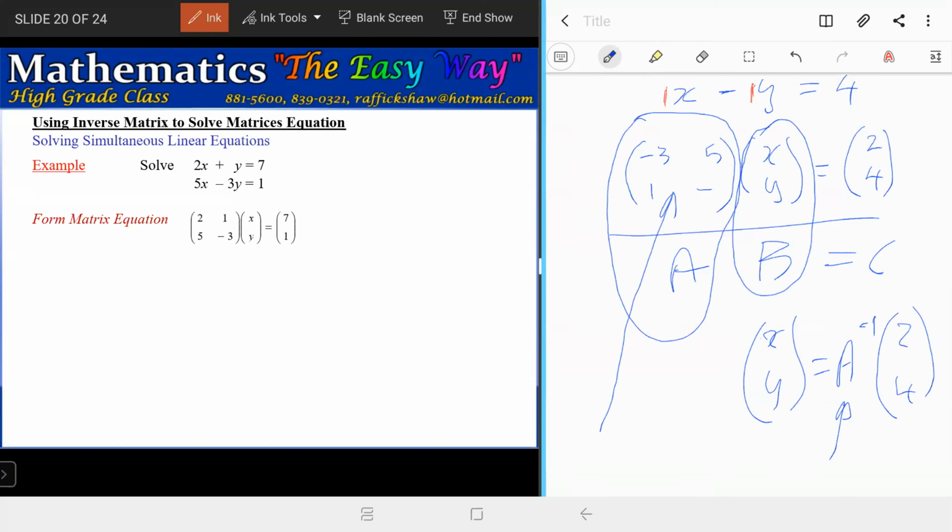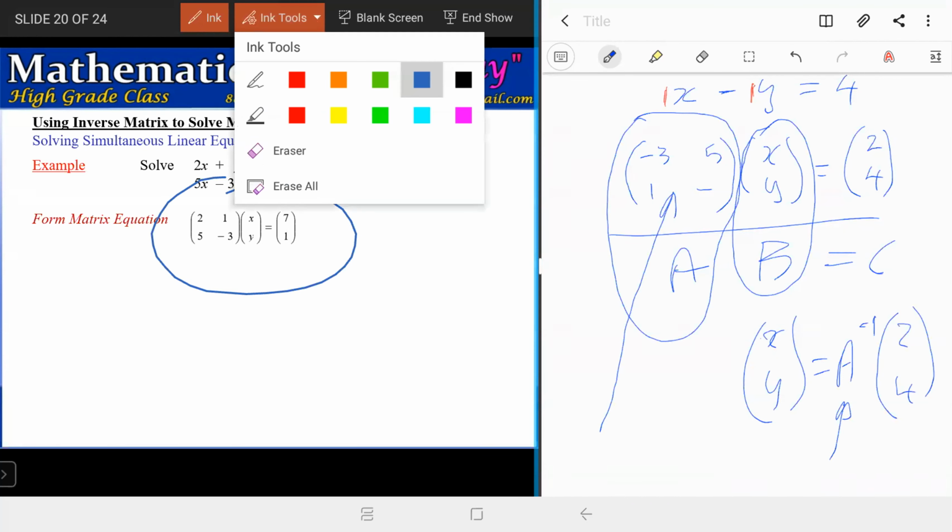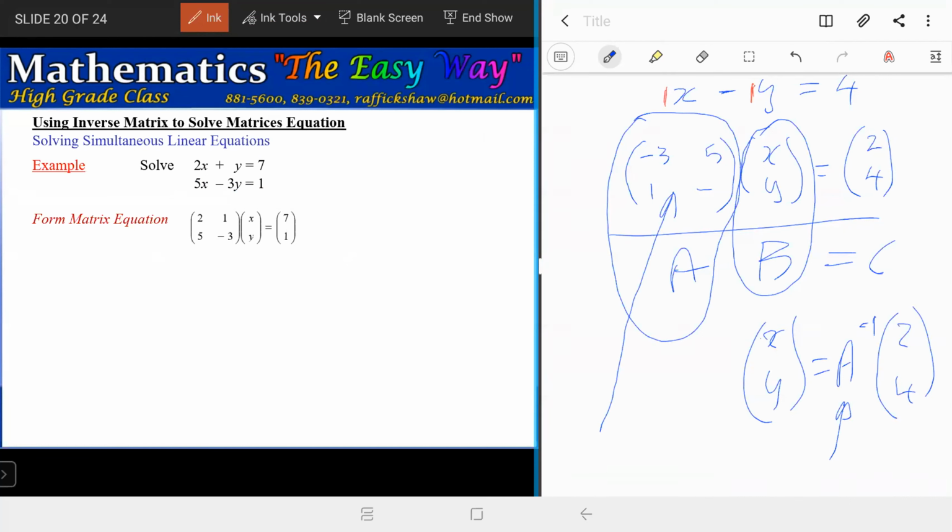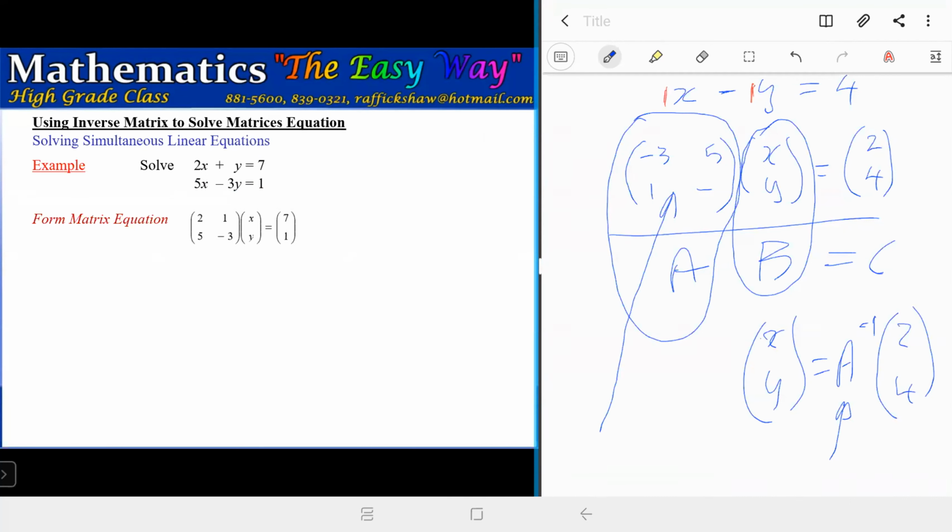See it? So let's do it over here now. Let's go. All right, with this question, what happens next? I'm going to call this matrix M.